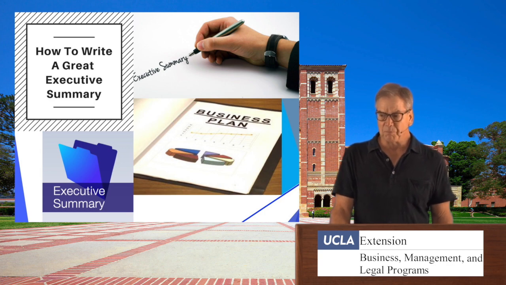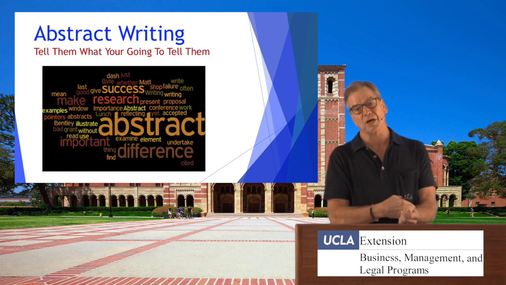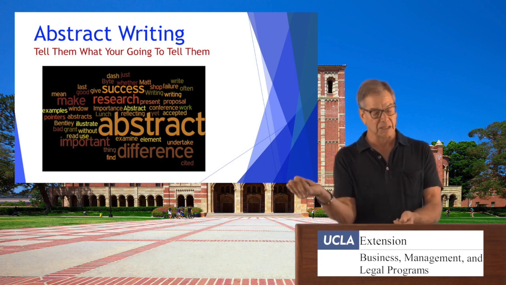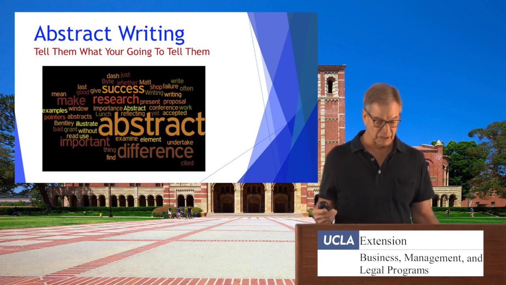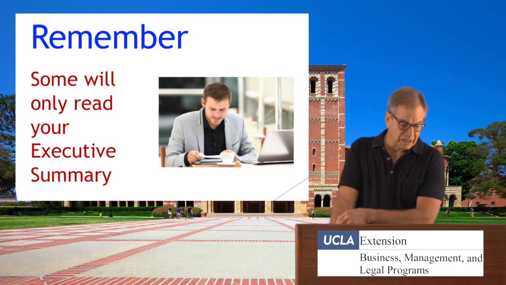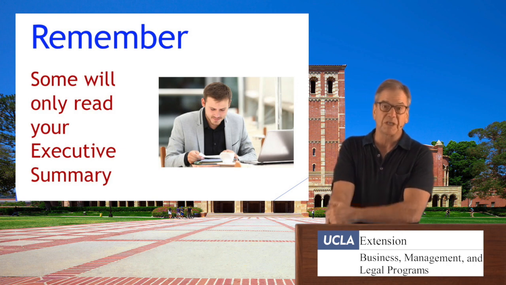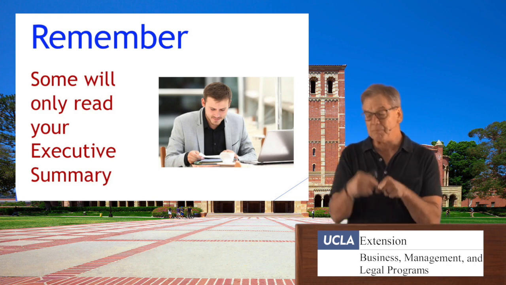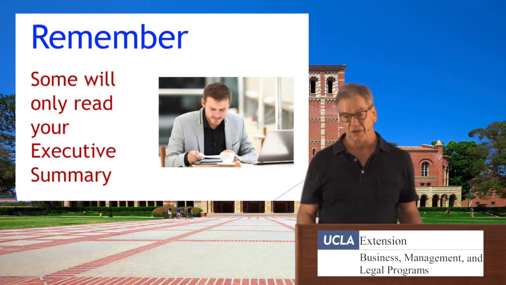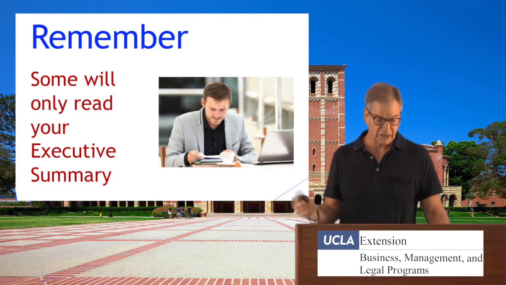So much of what's going on here is really abstract writing, and this is why we write the executive summary at the end of the process, at the same time we write a conclusion. And I've already stated, just know that some readers will only read the executive summary and then maybe go to the financials and look at the number in the lower right-hand corner of your cash flow projection.